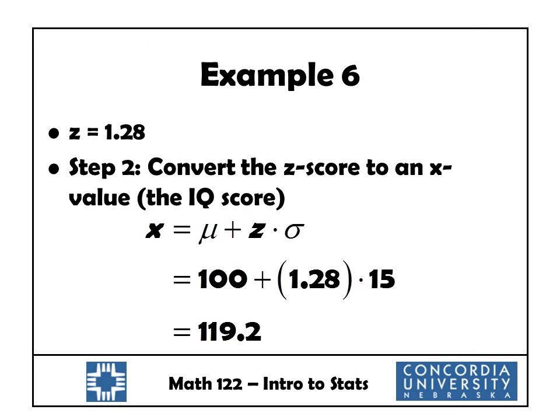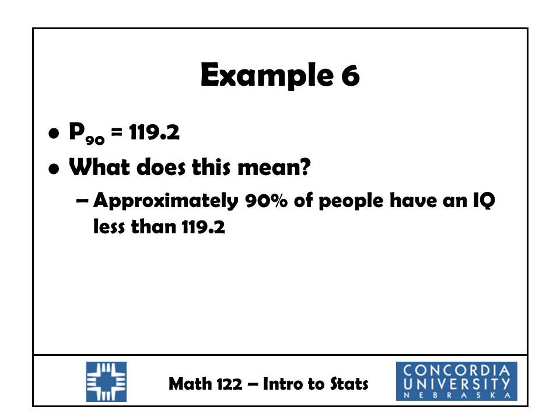So there's our z-score. Step 2, convert the z-score to an x value. We use the same formula, same mean and standard deviation as in the last example. We do that arithmetic, and we get 119.2. So that's our 90th percentile. What does this mean? Approximately 90% of people have an IQ that's less than 119.2.